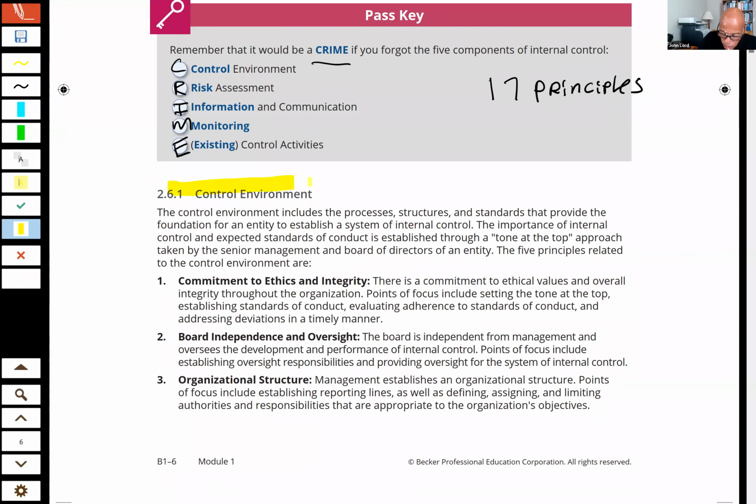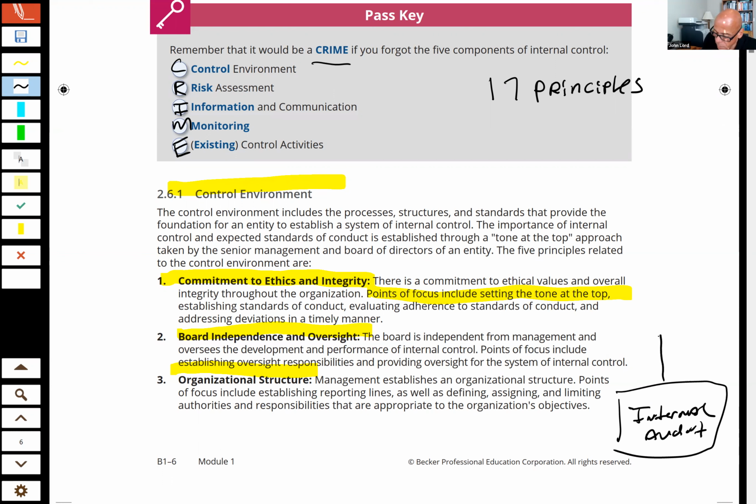Back to that more detailed flashcard. So what happens? We have the control environment. We saw that there is a commitment to ethics and integrity, right? And it points the focus, including setting tone at the top. So we're talking about the board of directors. They're independent. They have the oversight. We talk about organizational structure. And a classic example of organizational structure is the internal audit function. The internal auditors report directly to the board of directors. Now, when I say they report directly, boards of directors do not write performance evaluations for the internal auditors. They don't pay them. So there may be a dotted line to the CFO, CEO of the company, but their reports go directly to the board of directors.